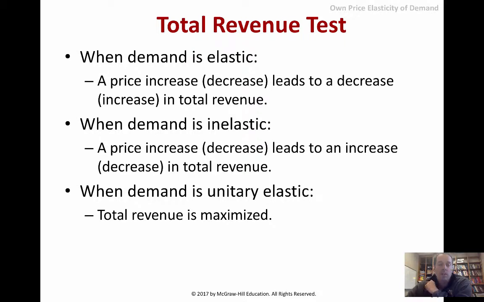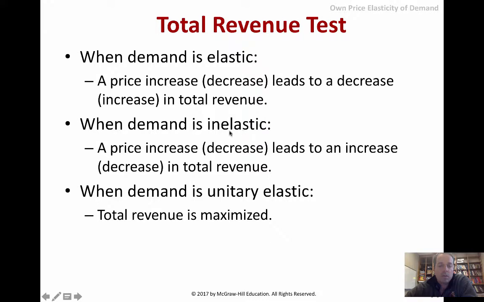One way that I think is really intuitive is this revenue test. Revenue, recall, is price times quantity. So when we change price, we're also going to change quantity, and the question is, which one's changed more? They write this both ways, which makes it a little hard, so I'll just go with a positive. A price increase leads to a decrease in total revenue when demand is elastic.